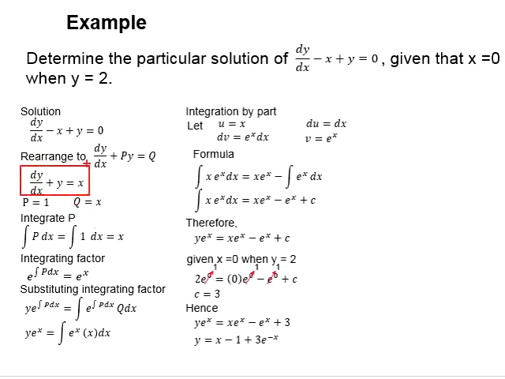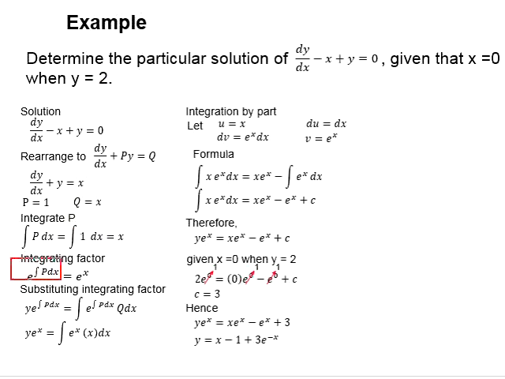Compare the function here with the structure here. You know that p will be equal to 1 and q will be equal to x. This gives you p equals to 1, q equals to x here. Now you need to integrate p over dx. P is equal to 1. Substitute into the function here. You are integrating 1 over dx. After integration, you obtain x.